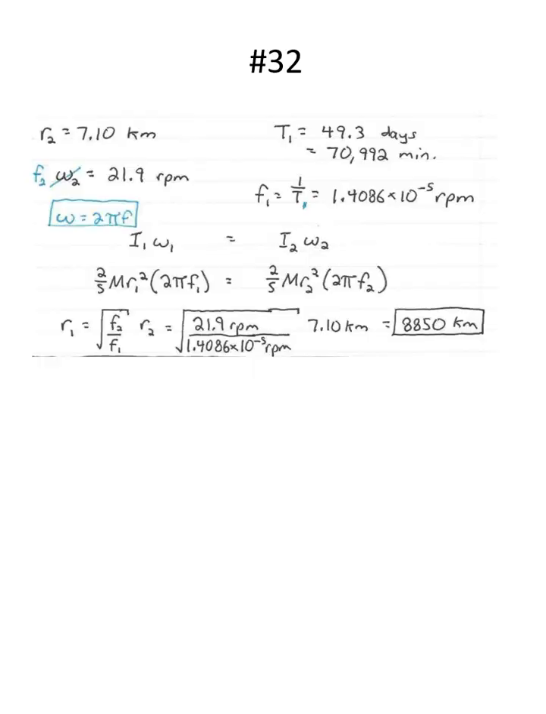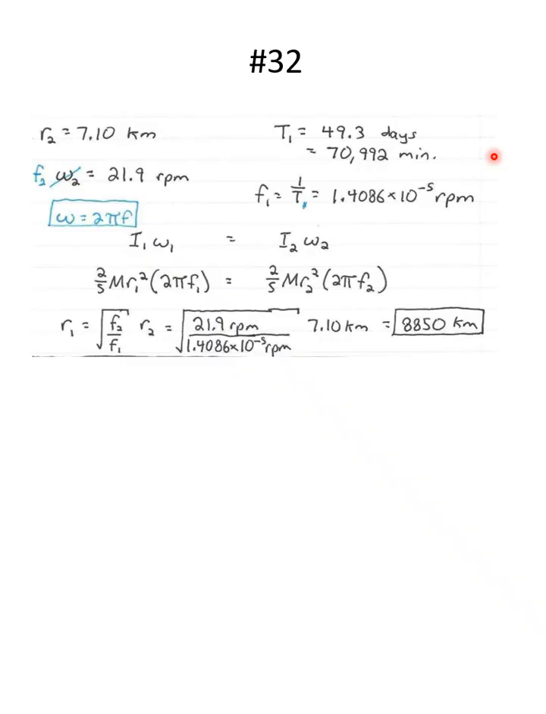Let's see what we need to do to solve it. We have R2, so the final radius is 7.1 kilometers. And we have the original period, so I'll call that T1, 49.3 days. Now I turn that into minutes. You're used to me turning it into seconds for MKS units, but the frequency 2 is given in RPM, revolutions per minute.